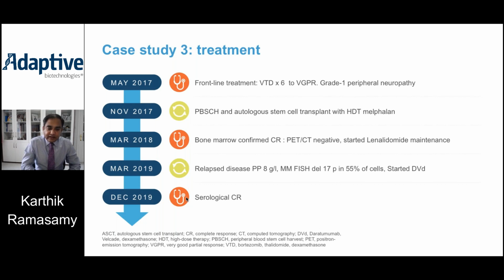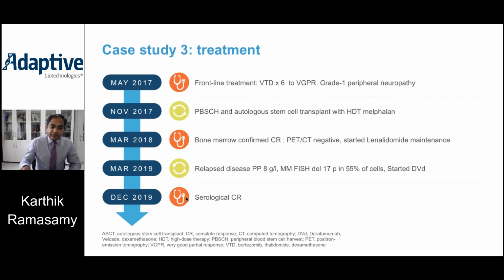So in December of 2019, she had achieved a serological CR. The paraprotein had completely disappeared. So at this point in time, in the natural sequence of DVD therapy, we would move on to daratumumab monotherapy on a 4-weekly basis.